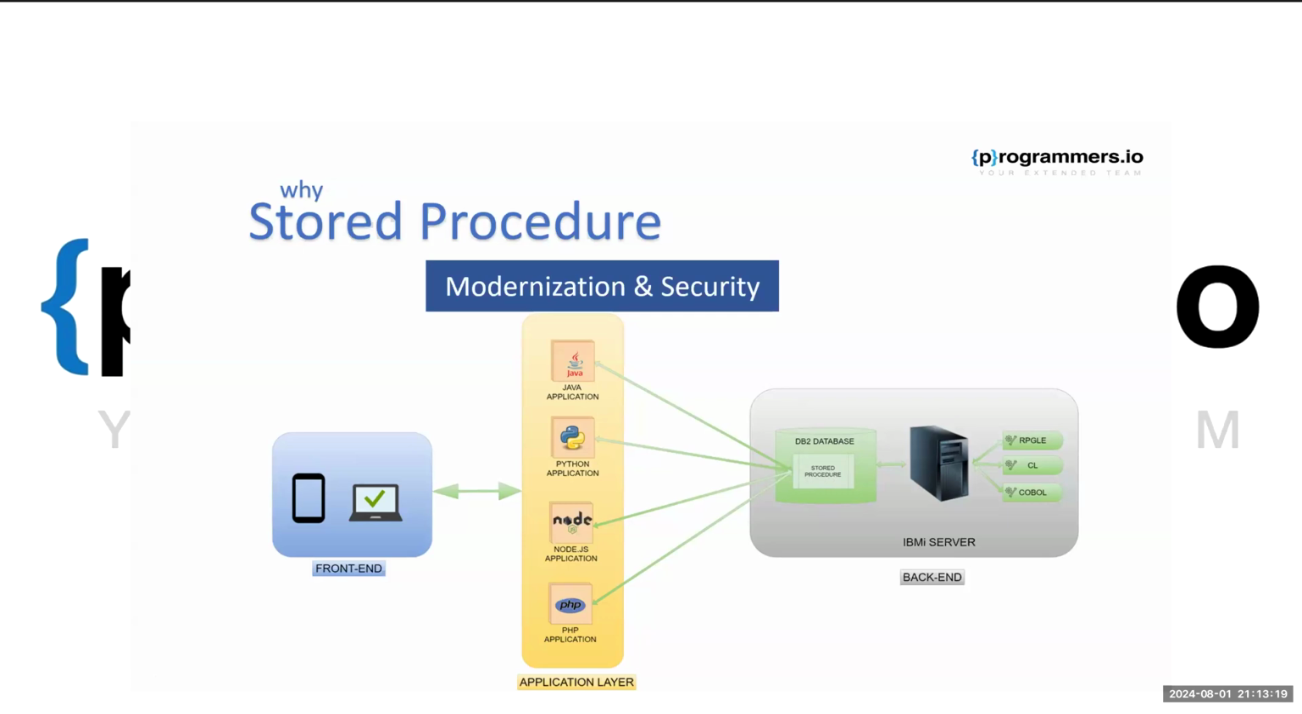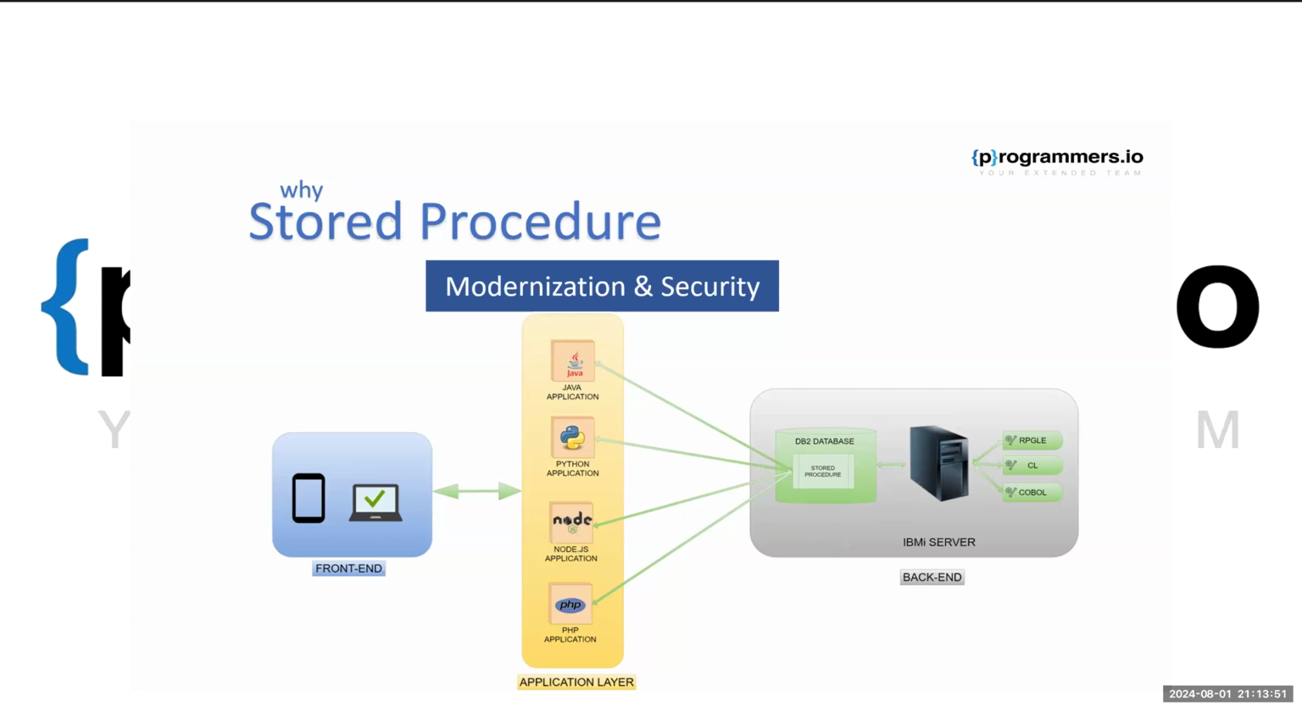And apart from the fact that it provides us modernization, it also provides us more security. Of course, all the application layers will have their own model of security. And on top of that, we can also have an additional layer of security inside the DB2 database itself. Right? Using the IBM i's native object-based security, we can provide an additional layer of security for the application.